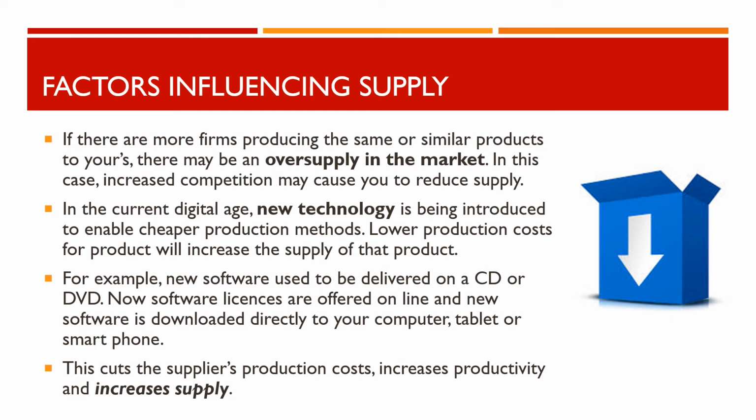If there are more firms producing the same or similar products to yours, there may be an oversupply in the market. In this case, increased competition may cause you to reduce supply. In the current digital age, new technology is being introduced to enable cheaper production methods. Lower production costs for a product will increase the supply of that product. For example, new software used to be delivered on a CD or DVD. Now software licenses are offered online, and new software is downloaded directly to your computer, tablet or smartphone. This cuts the supplier's production costs, increases productivity, and increases supply.